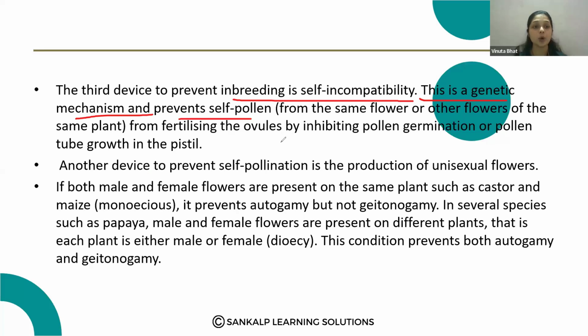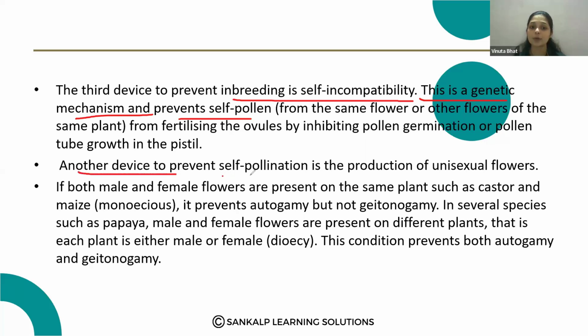Means when the pollen grains are transferred to the stigma of the same flower, the stigma recognizes it as the same pollen grain, so it is not able to germinate on the same stigma. That is self incompatibility. Means when the same pollen grains transfer to the stigma, they are not able to germinate.